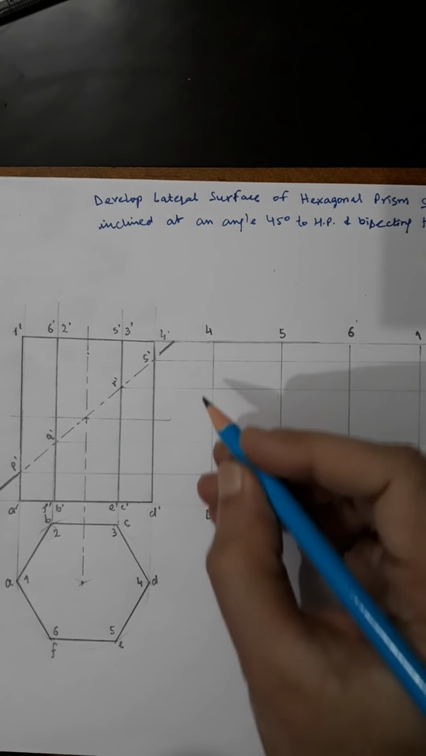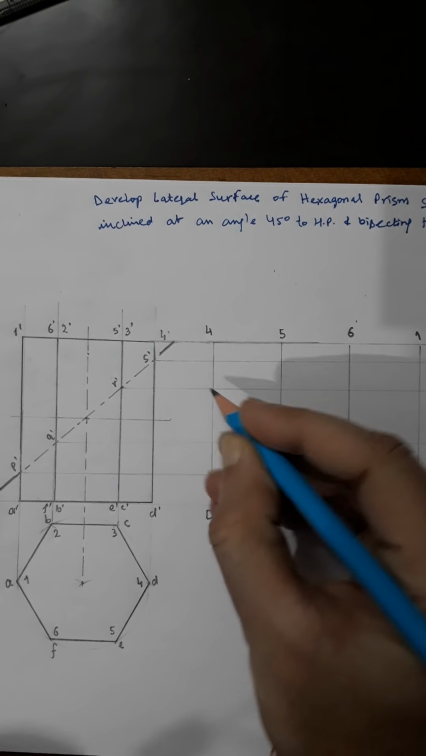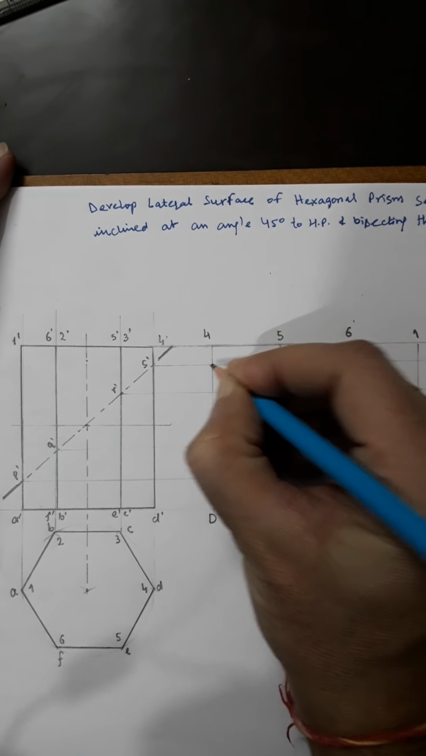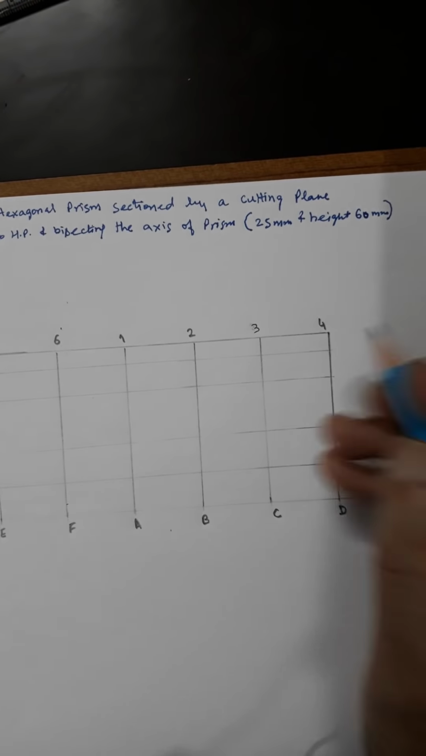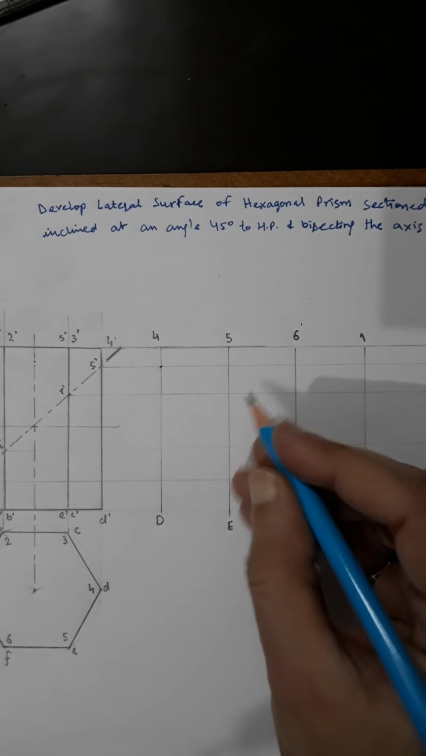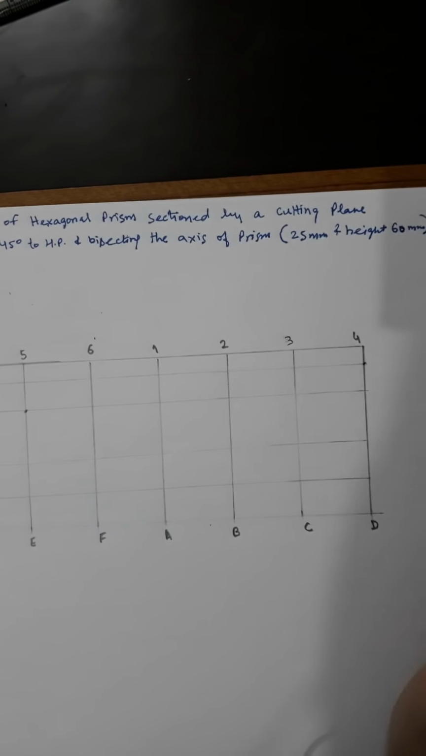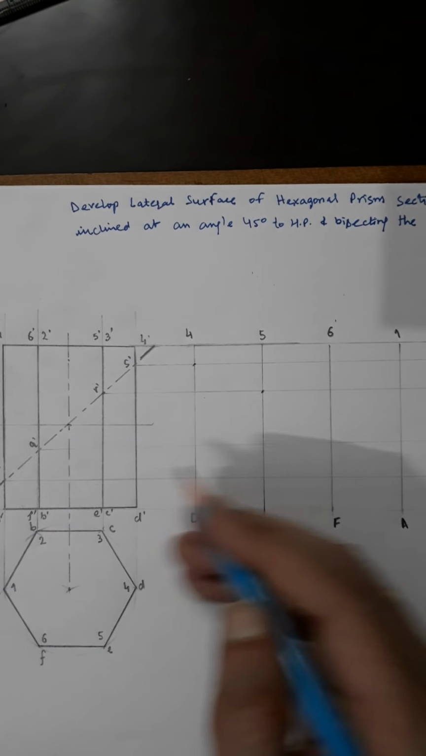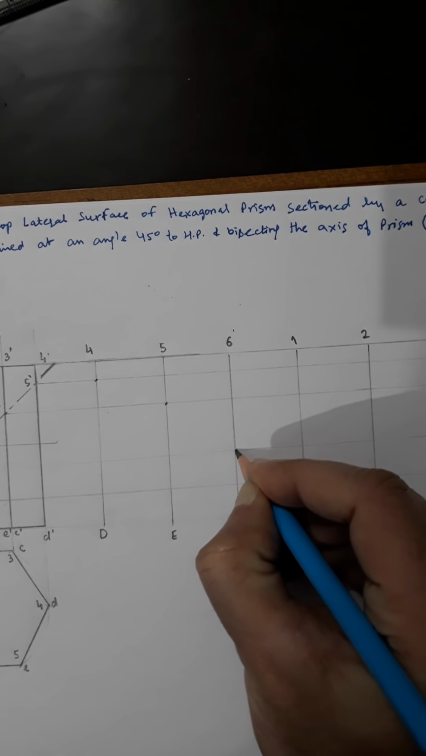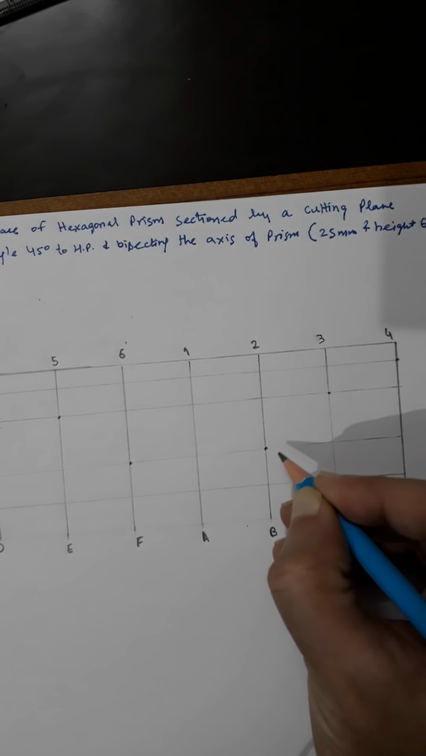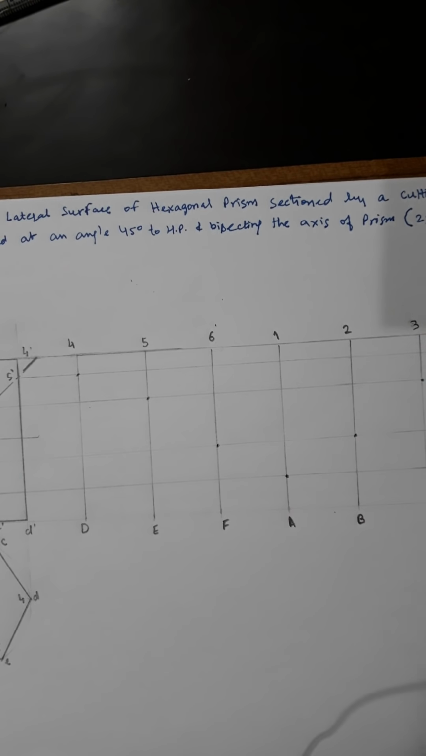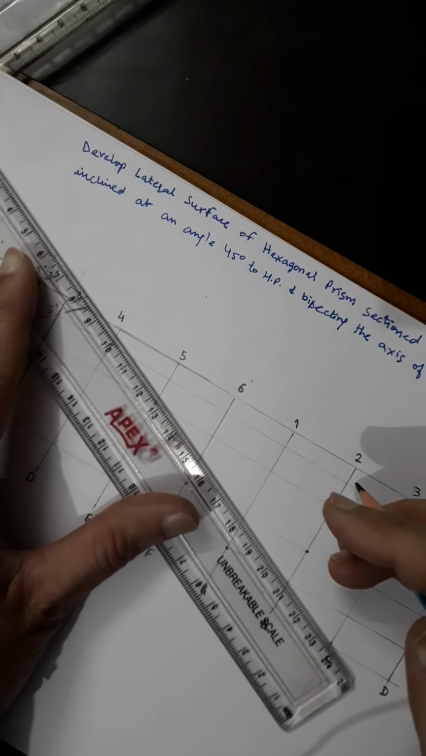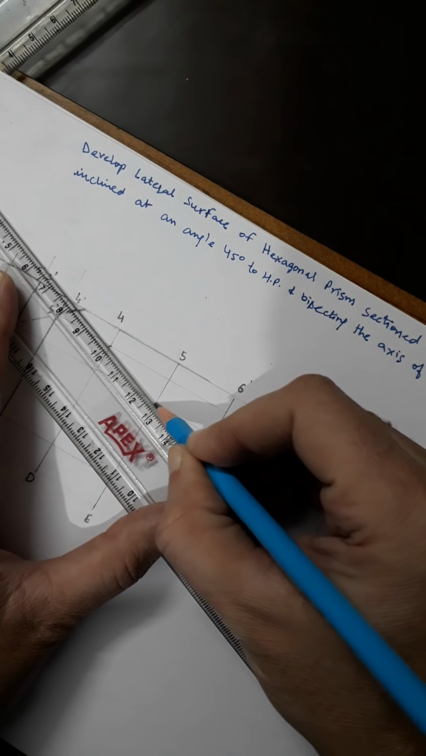Now you can check this S is only touching 4D, so I'll mark a point on 4D on the same horizontal. Then R is touching 3 and 5, so it will be 5 here and 3. Q is touching 2 and 6, so it will be 6 here and 2 here. And then P is touching only 1A, so 1A is here. So I'll now join all these points with straight, thick lines.